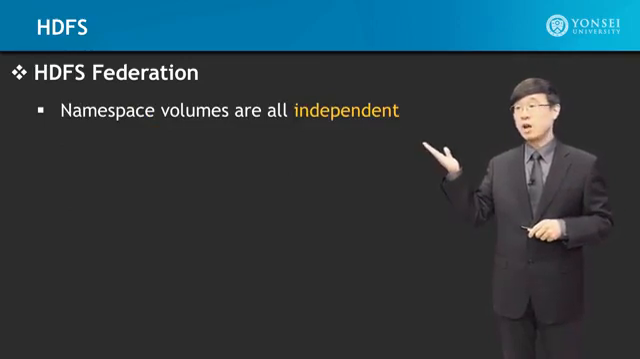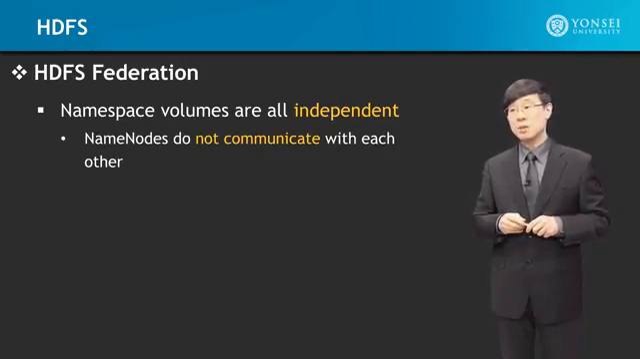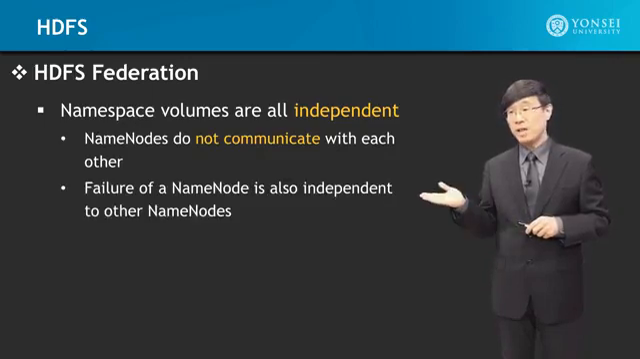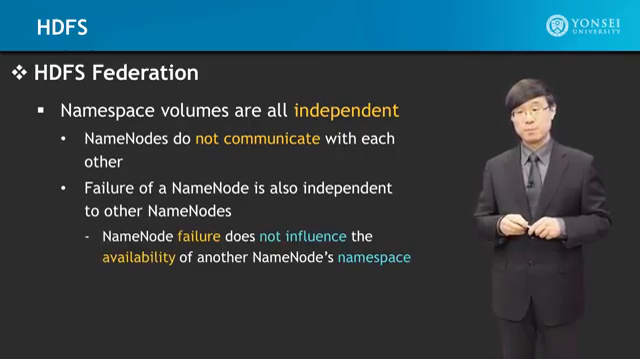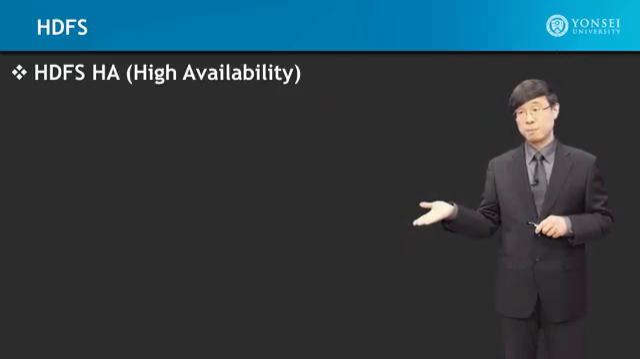The namespace volumes are all independent. Name nodes do not communicate with each other. Failure of a name node is also independent of other name nodes. The name node failure does not influence the availability of other name nodes' namespaces.